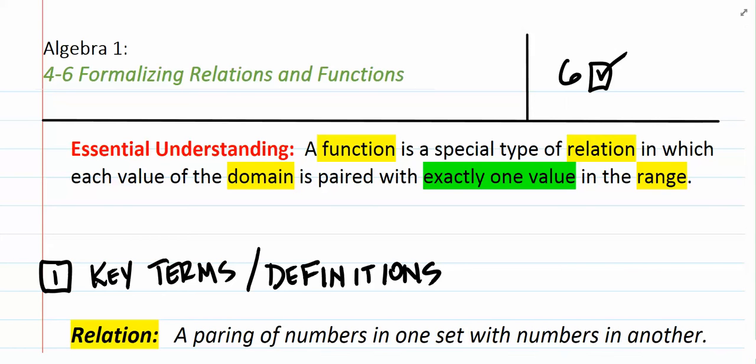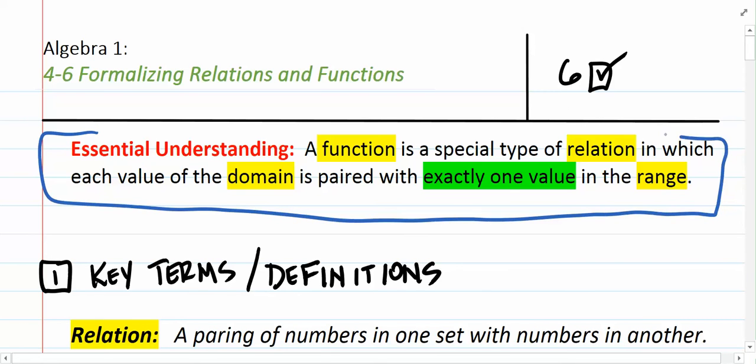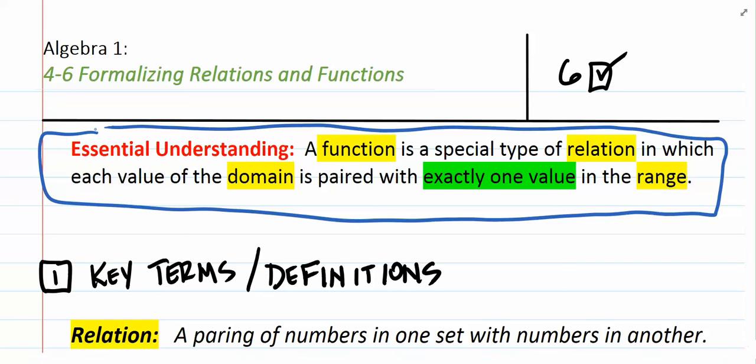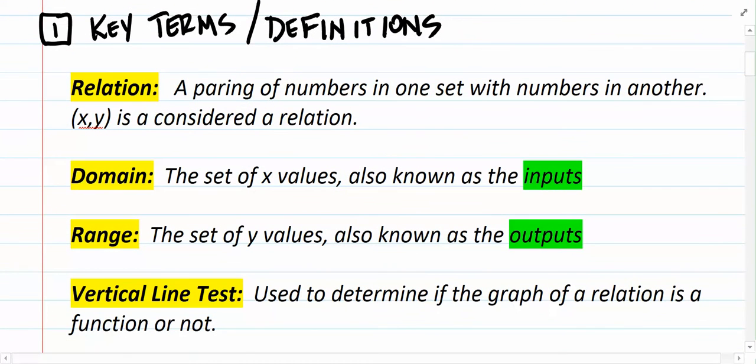So the essential understanding here is that a function is a special type of a relation in which each value of the domain is paired with exactly one value in the range. So there's a lot of words there, so I want to make sure that we understand all of the words in the essential understanding. So here is box 1. It's a bunch of key terms and definitions.